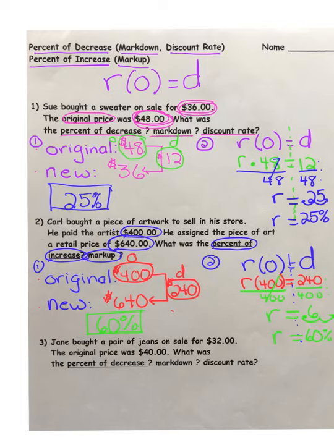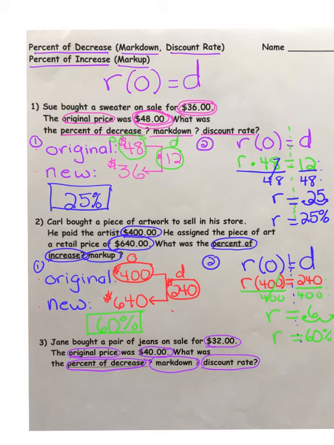Let's take one last look at the problem at the bottom of the page, page 3. This problem should go in your notes, and if you need to catch up, you can pause the video, finish your notes, and start the video again. Here we go. Jane bought a pair of jeans on sale for $32. The original price was $40. What was the percent of decrease, or the markdown in price, or the discount rate?